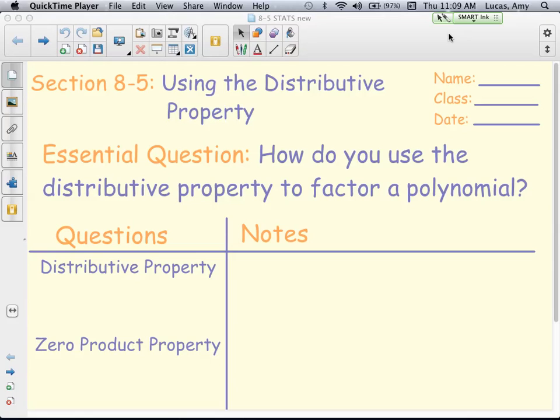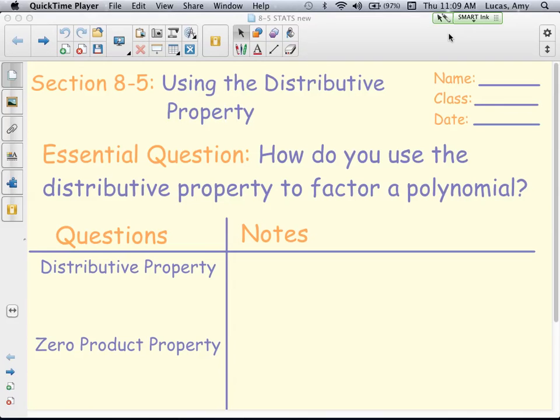Lesson 8.5, using the distributive property. Our essential question is, how do you use the distributive property to factor a polynomial? So the first property we have is the distributive property. The second one is called the zero product property, our two new vocabularies.